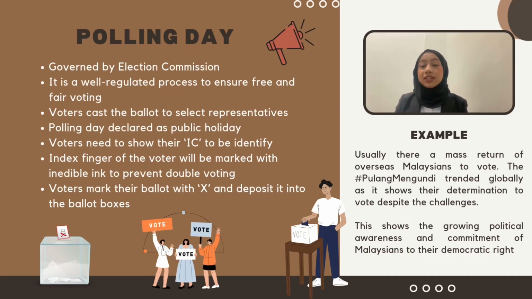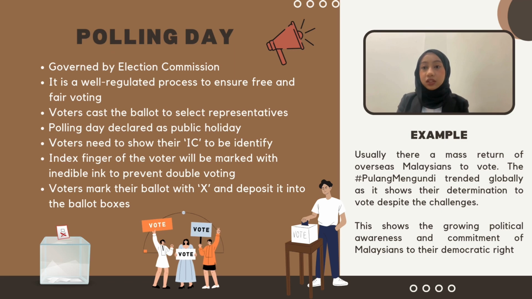Polling day in Malaysia is the day that registered voters cast their ballots to select representatives in a general election and state election, which is governed by the Election Commission of Malaysia. It is a well-regulated process designed to ensure free and fair voting. In order to guarantee that all eligible voters have the chance to cast their ballots, polling day is usually declared a public holiday. Before going to the polling station, voters need to make sure they know where their polling station and polling stream are through MySPRC, to ensure a smoother flow of voters.